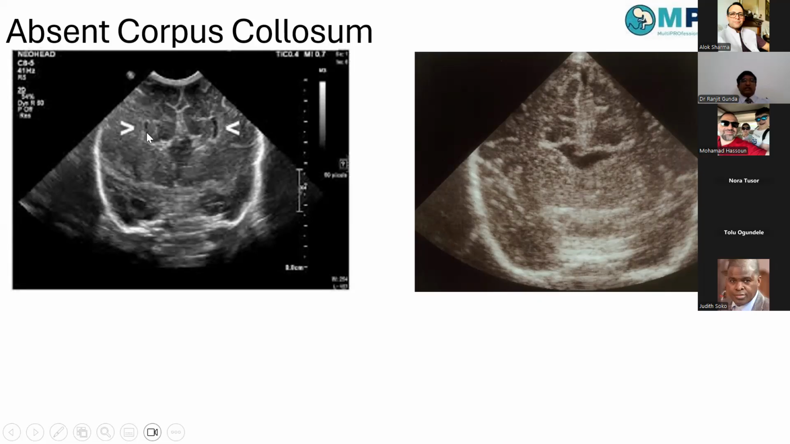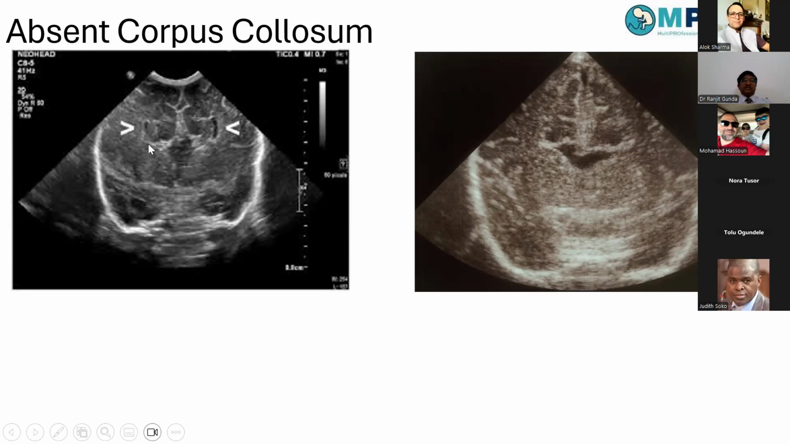There's another sign of absence of the corpus callosum that we need to look for in the coronal views. It might be associated with an absent septum pellucidum as well. Here you can see the butterfly sign along with the absence of the corpus callosum.